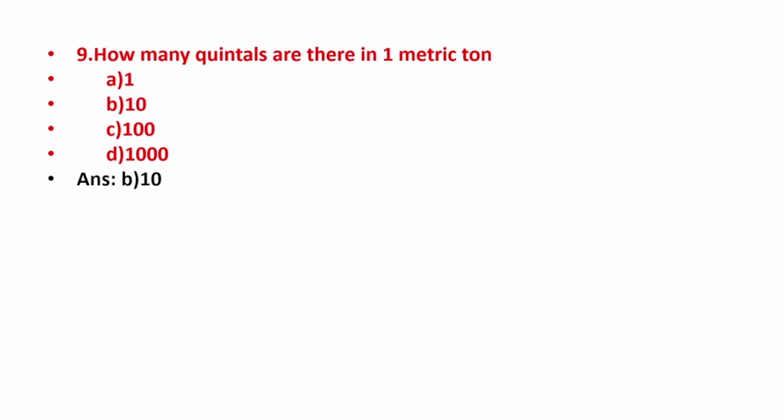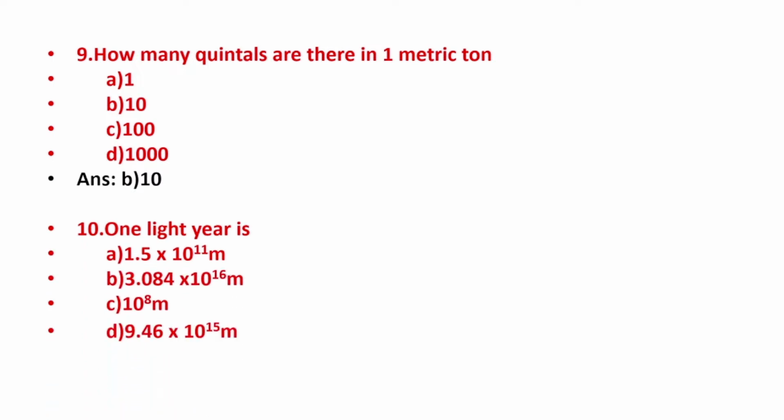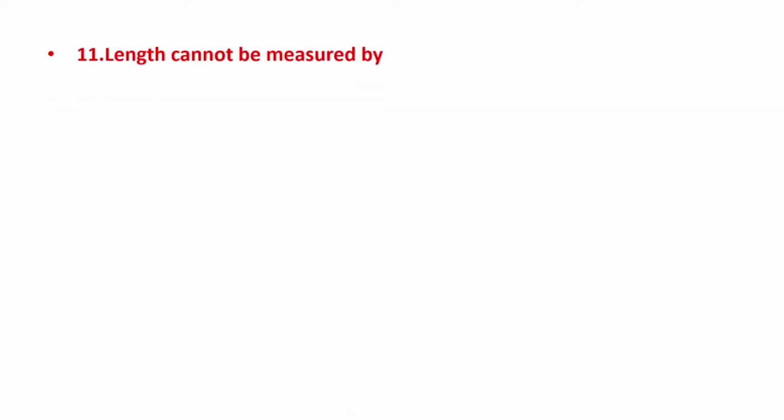1 light year is 9.46 into 10 power 15 meter. 3.084 into 10 power 16 meter is a parsec. 1.5 into 10 power 11 meter is an astronomical unit, approximately 1.49 something like that, that is 1.5 into 10 power 11 meter. Answer D.